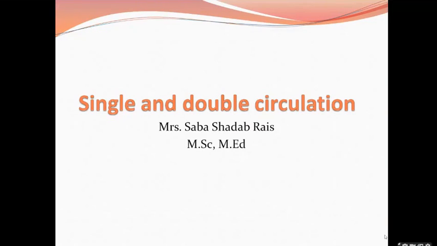Students, in the last lecture we all learned the basics of the circulatory system, right? We have seen that the circulatory system is responsible for transport. Now, what things are circulated in the body? All these things are part of the circulatory system. We learned there are two types of circulatory system: open and closed.